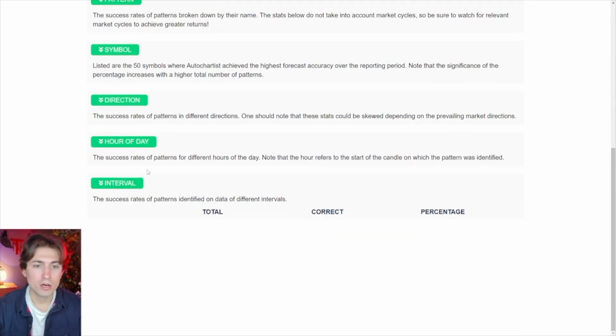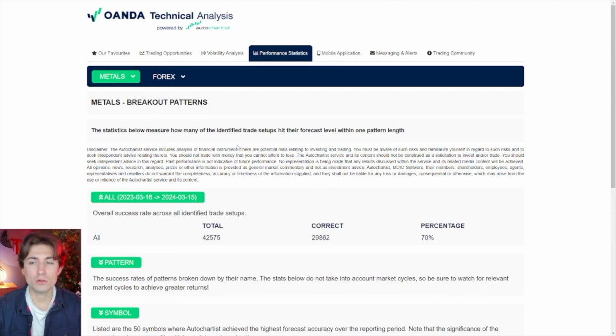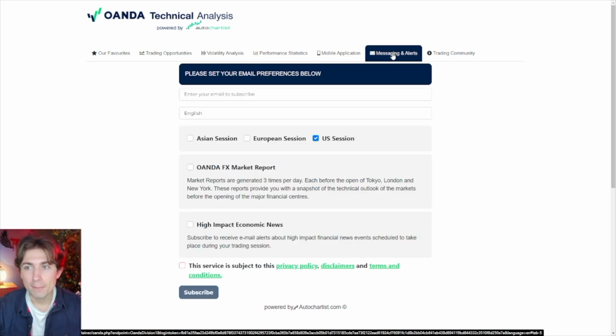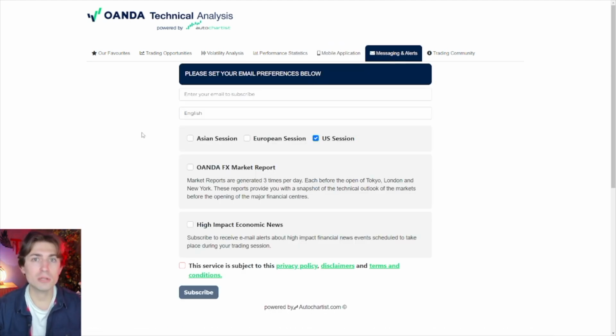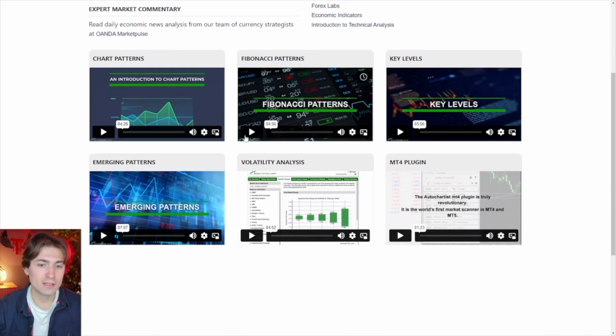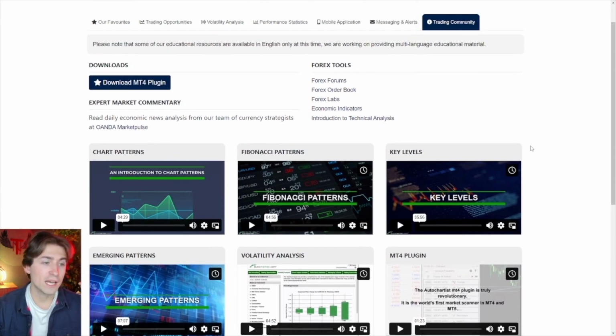Interval here, all of this again is cool, but here's something else cool. They have a mobile application, so you can sign up with on your mobile device to get access to this if you're an OANDA client. And finally, messaging and alerts. You can actually set up alerts to get notified of when ideas are being generated. So really, really cool. And last but definitely not least, there's some educational stuff here to explain how all of this functions and how it works.